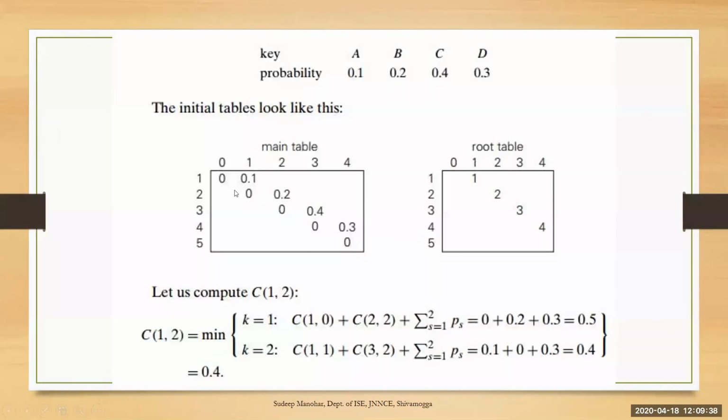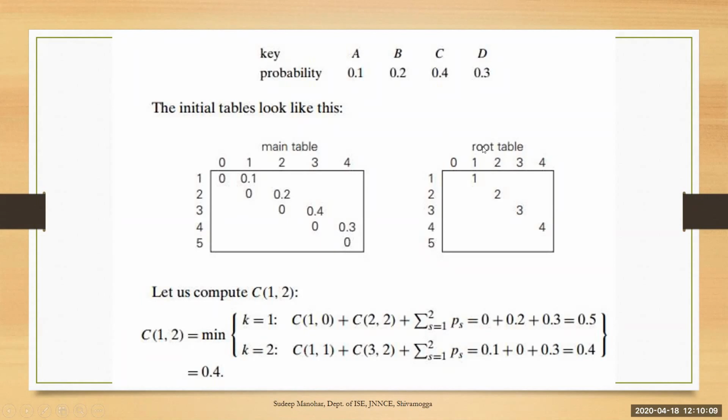Then, once you write the row numbers and column numbers, the next thing is to put zeros for the diagonal elements. So put 0 for all the diagonal elements. Next step, above the diagonal, put all the probabilities. So it is P1, P2, P3 and P4, the probabilities of all 4. This is the initial step to be made in the main table.